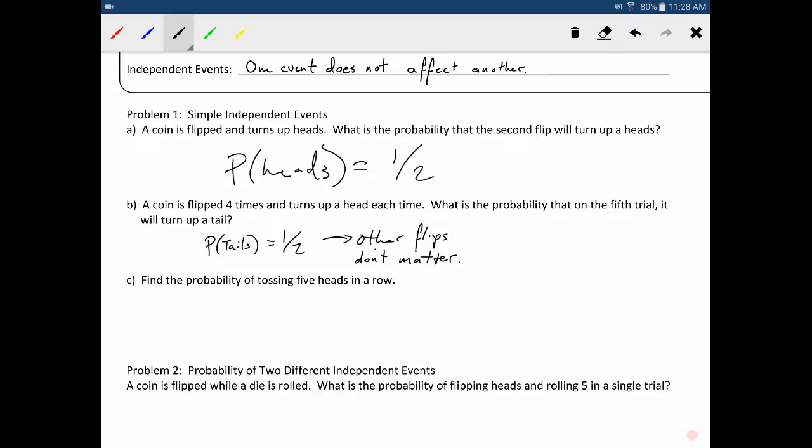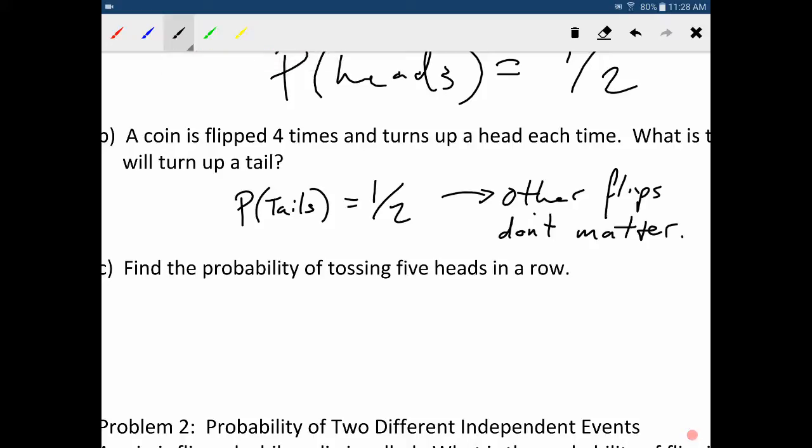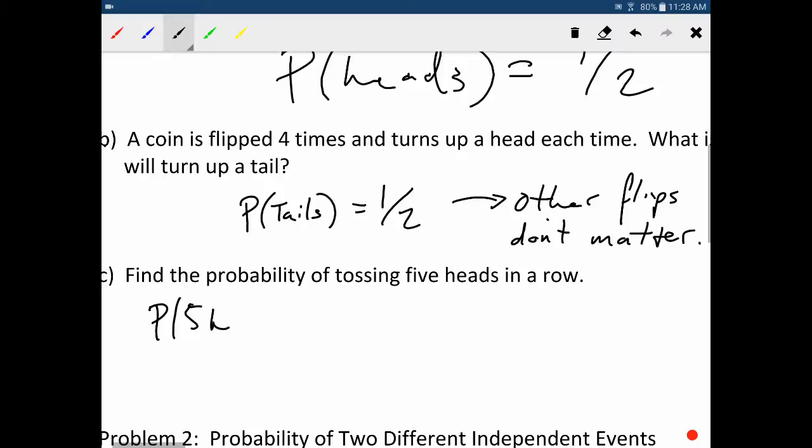Okay, so what is the probability of flipping 5 heads in a row? So now this is where it's going to be different. This is going to make a difference. Okay, so we'll say the probability of 5 heads in a row.